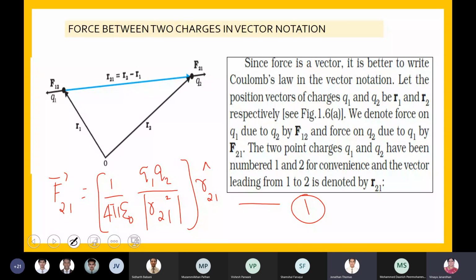Is the modulus outside the square? Should we put modulus? Okay, ma'am. It doesn't matter, it means the same. You can take the square term outside also. Shall I go for the next slide? Yes, can you go to the next slide?